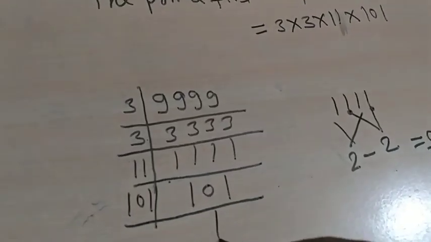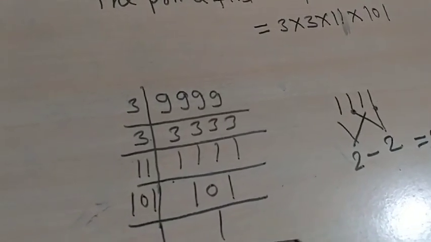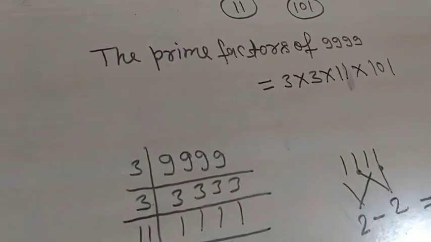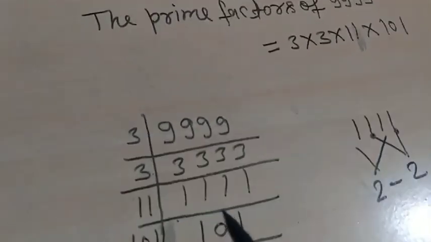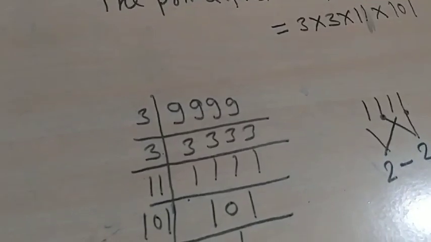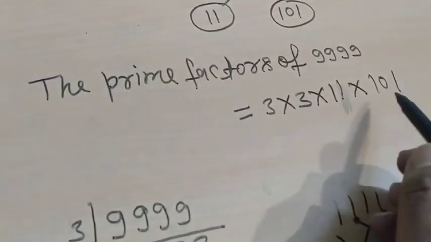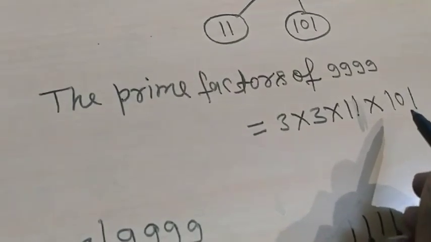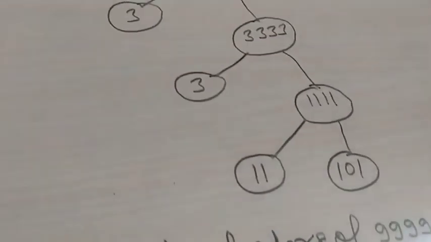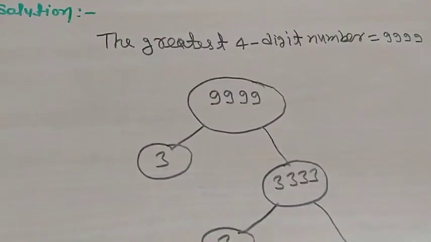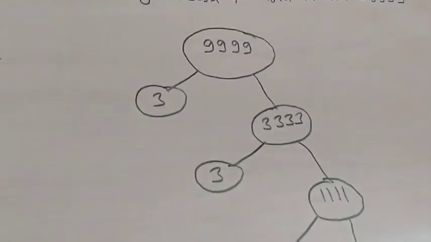Okay, clear? So this method is also used to find prime factors. 3 into 3 into 11 into 101. You can see here 3 into 3 into 11 into 101. Clear? So here we use this to find prime factors. Okay, this is called the factor tree.